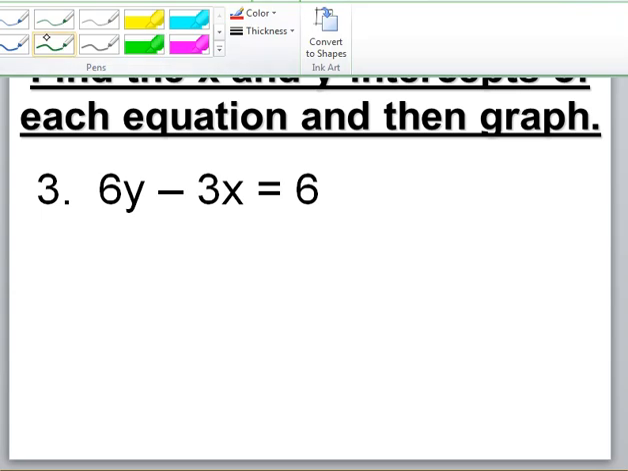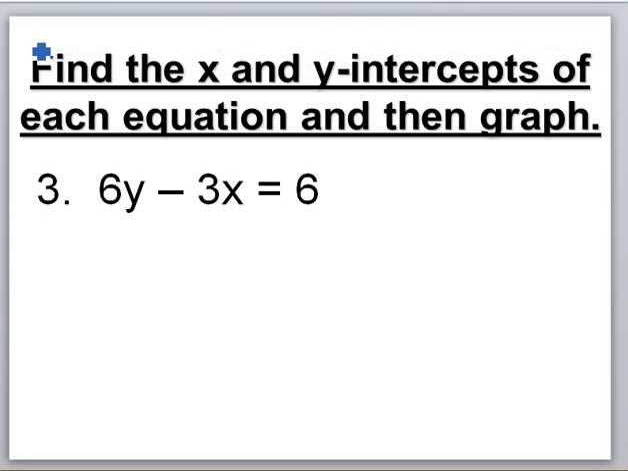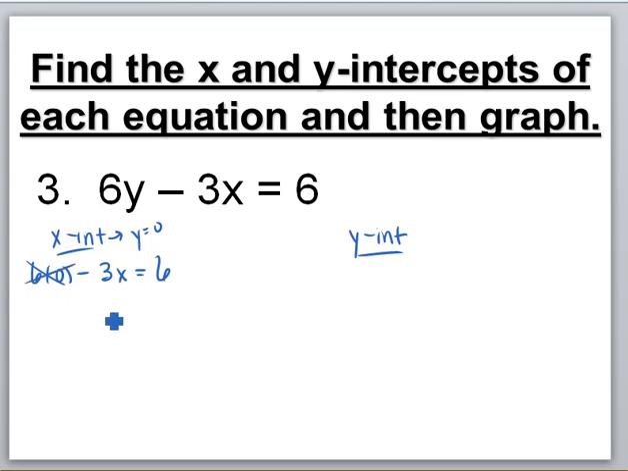This one looks a little different just because of the setup, but it is still solved the same way. So I will find the x-intercept and the y-intercept. The x-intercept is found by plugging in 0 for y. So I have 6 times 0 equals 6. This creates 0, so I have negative 3x equals 6. Divide by negative 3, and I get x is equal to negative 2. So my x-intercept is equal to negative 2.